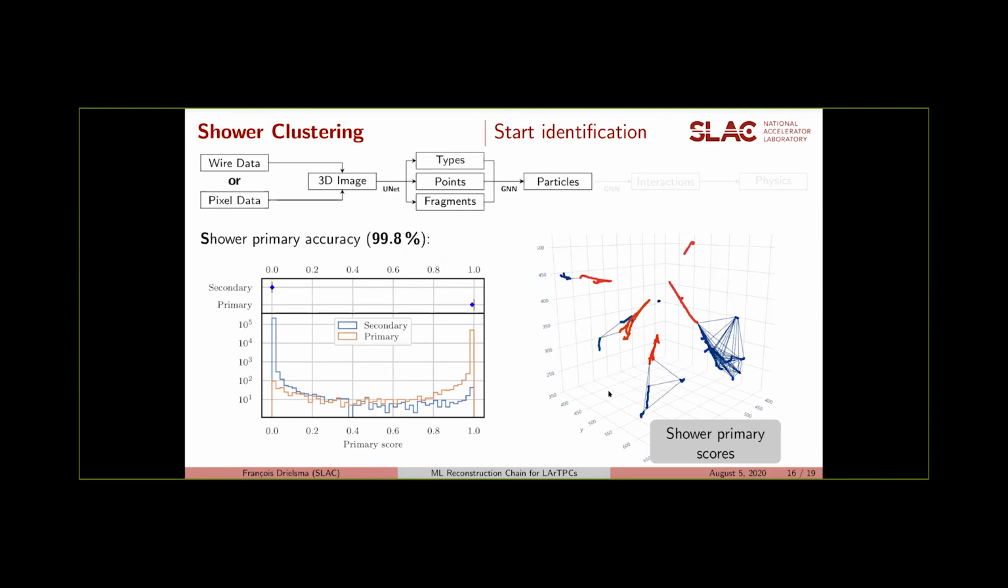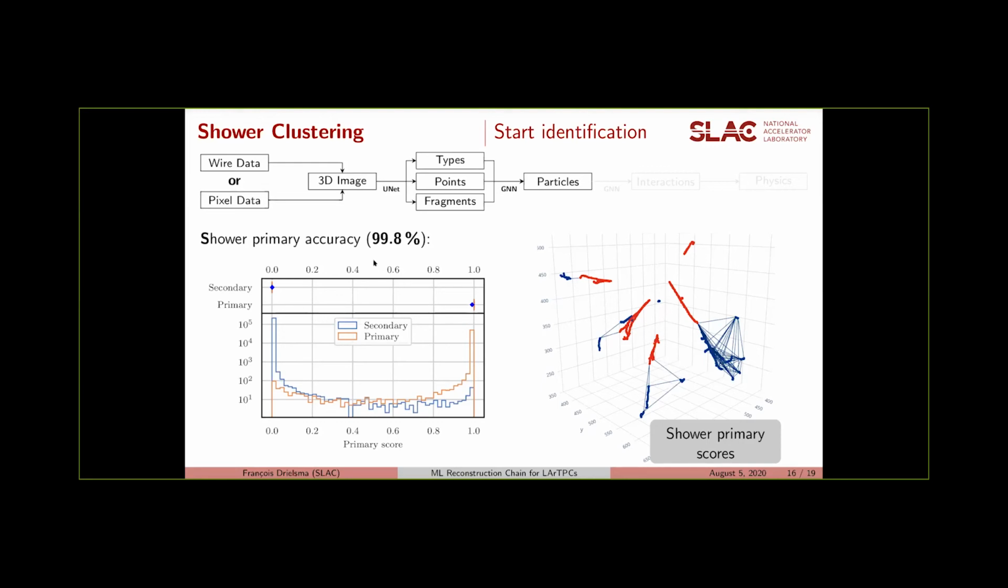And at this point, it's also important to remember that there's another task that we are trying to achieve, which is to predict which of the shower fragments are primaries. So you can see on the left-hand side the distribution of the score for true secondary fragments and true primary fragments. For true primary fragments, the score is very close to 1, and for true secondary fragments, the score is very close to 0. On the right-hand side, you can see an example where the nodes that have a score close to 1 have been represented in red, and you can see the network has done a good job at identifying the shower starts here.